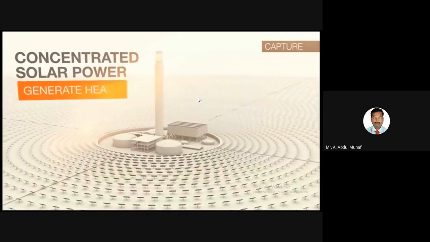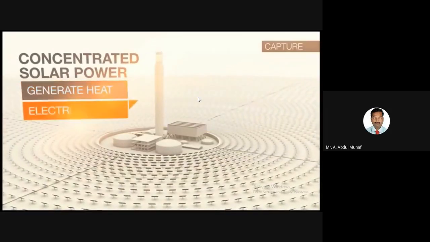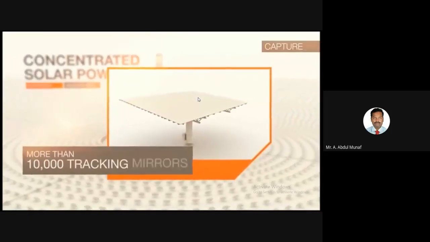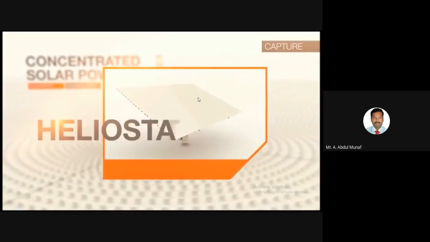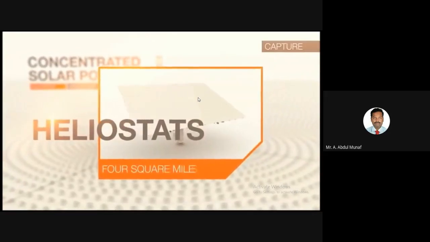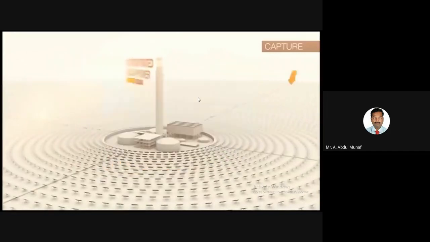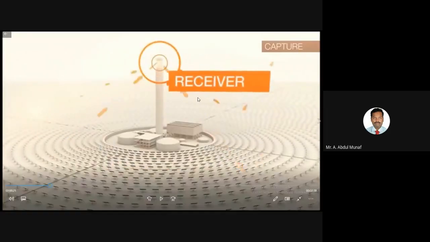generate heat, which in turn is used to generate electricity. More than 10 mirrors called heliostats reside in a 4 square mile field, collect and concentrate sunlight to a large heat exchanger receiver that sits on top.